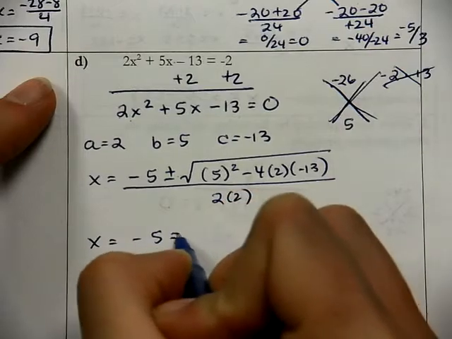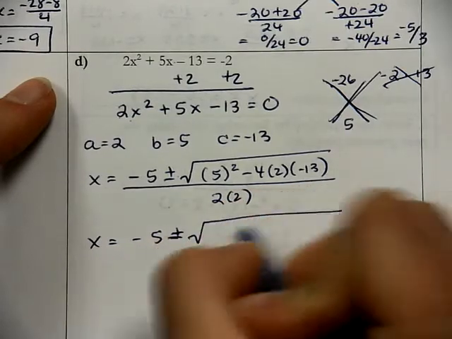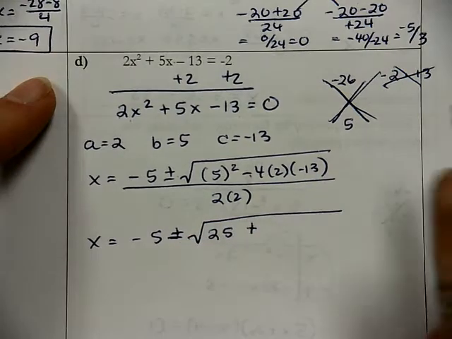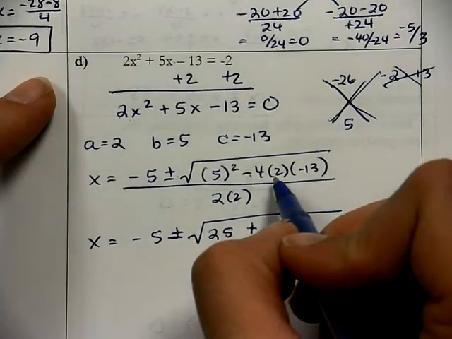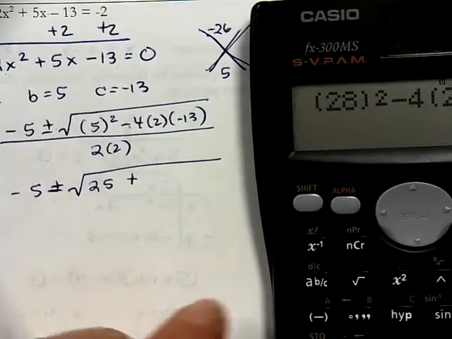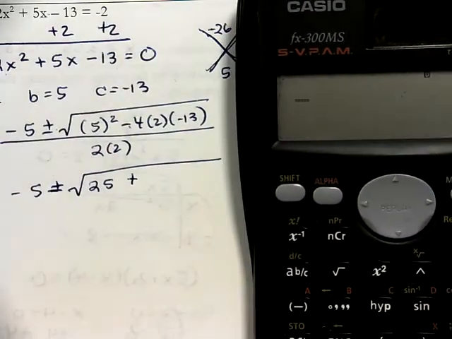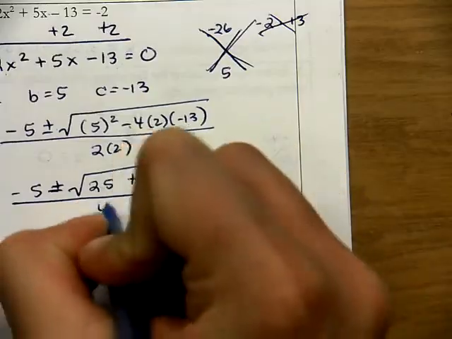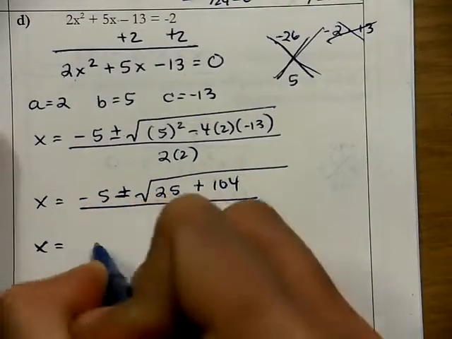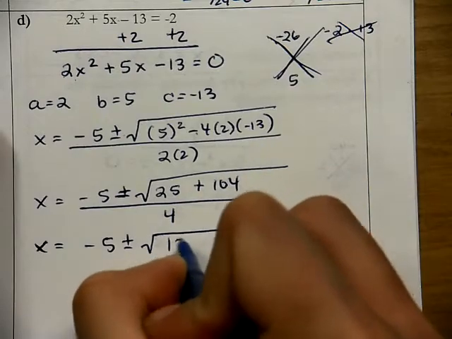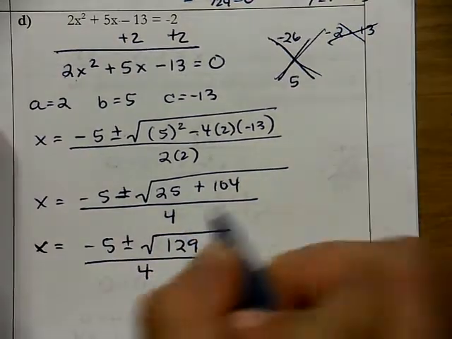X equals negative 5 plus or minus the square root of 25. Negative times a positive times a negative is a positive. I'm going to be honest, I don't do that super well in my head, so I'm going to punch that in the calculator real quick. 4 times 2 times 13 gives me 104, all over 4. So x equals negative 5 plus or minus the square root of, would be 129, all over 4.